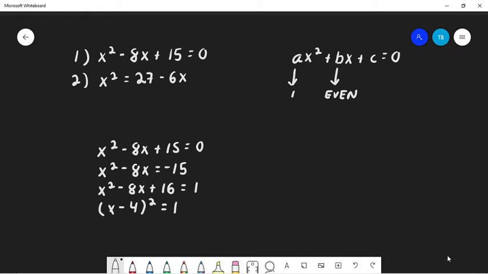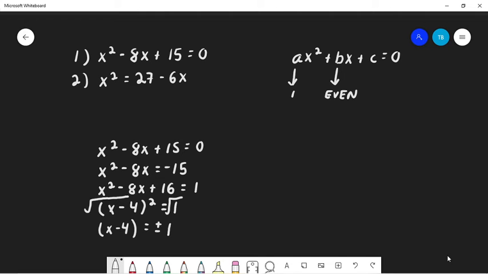And then in order to isolate for x, we want to take the square root of both sides of this equation. So we take the square root of x minus 4 squared and the square root of 1. So the square root of x minus 4 squared would just be x minus 4, no squared anymore. And the square root of 1 is 1, but it's also negative 1, because if we square a negative, we would get a positive. So the square root of 1 can be plus or minus 1.